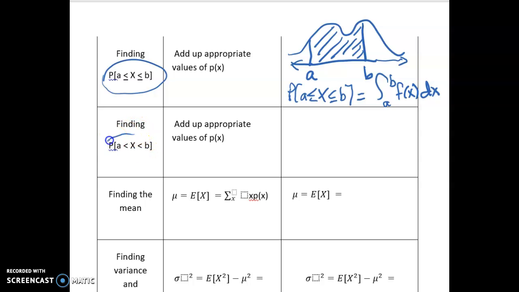Similarly, if we want the probability that x is between a and b, but not including a and not including b, we would do the integral from a to b of f of x dx. Oh no, they're the same. But that's because a and b don't carry any probability weight themselves. Remember, somebody can't weigh exactly a pounds.